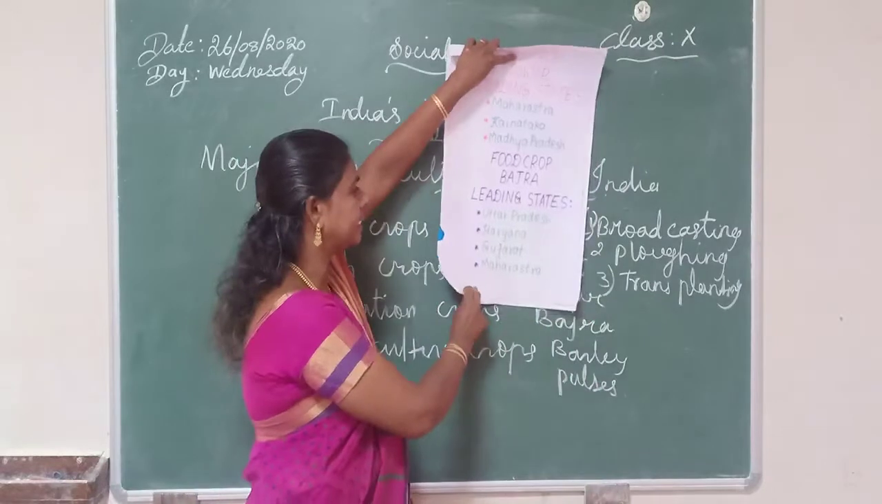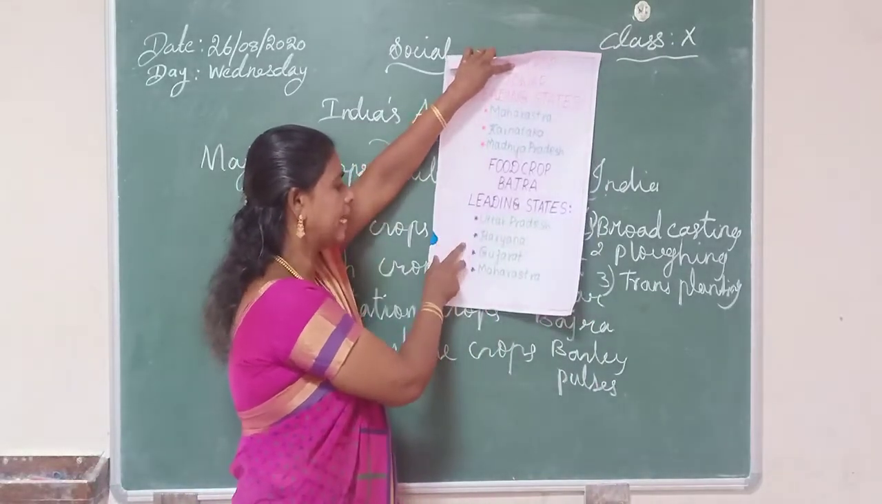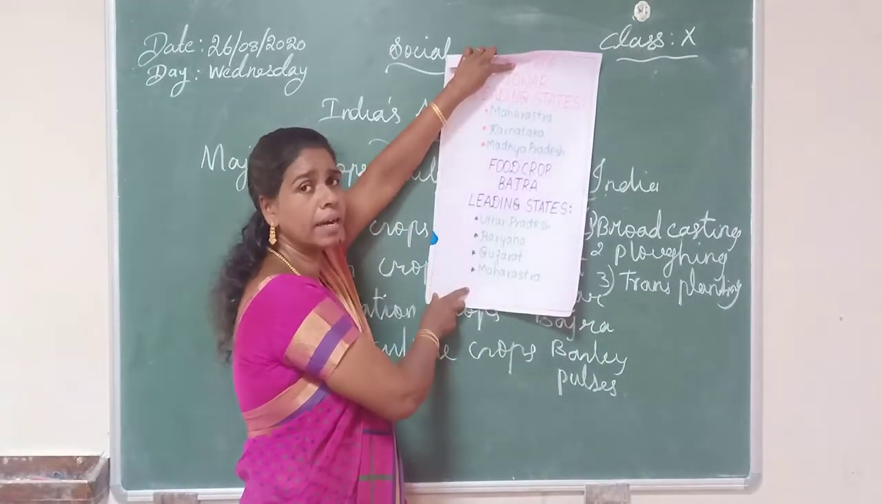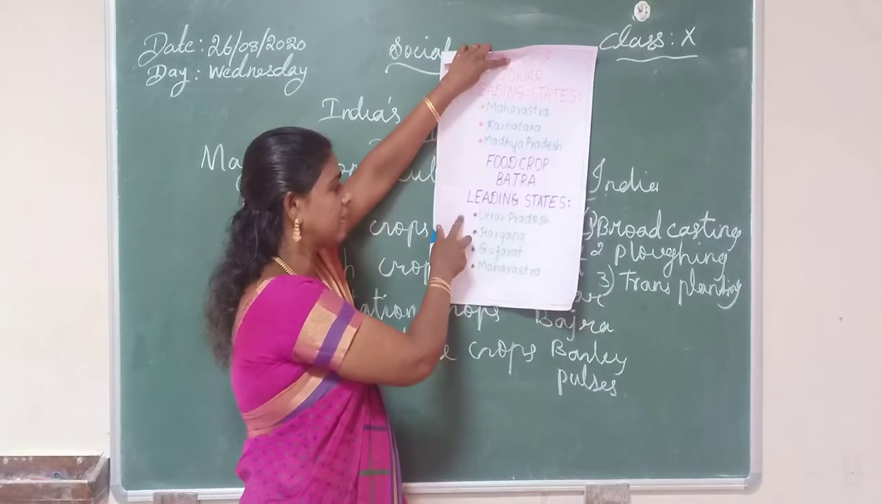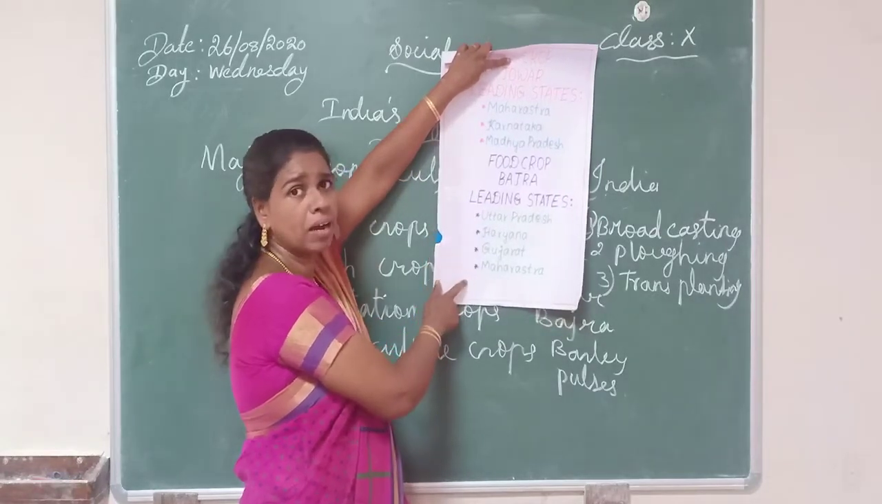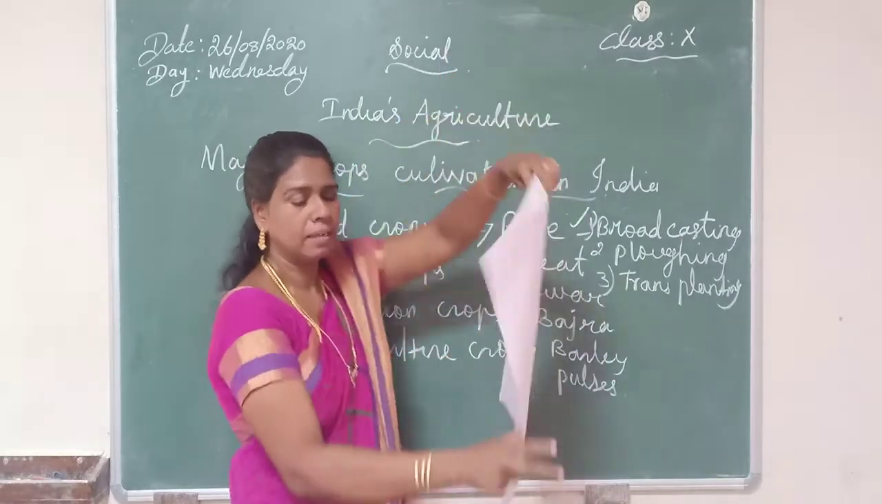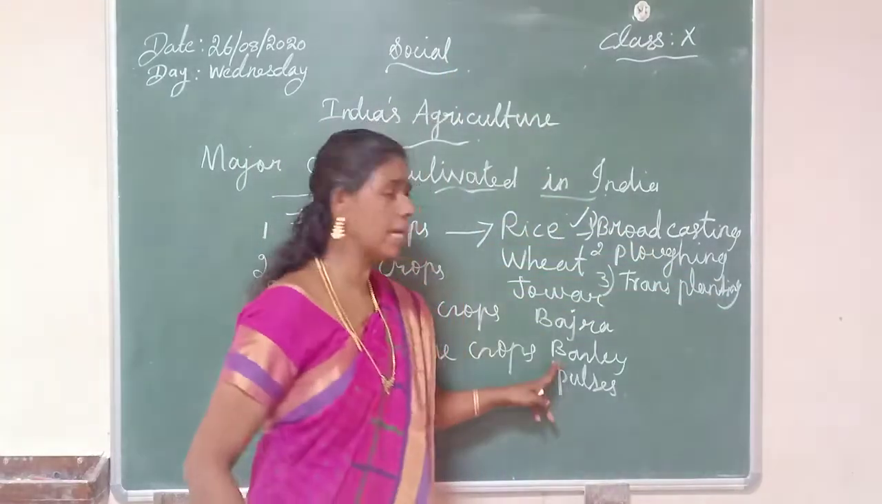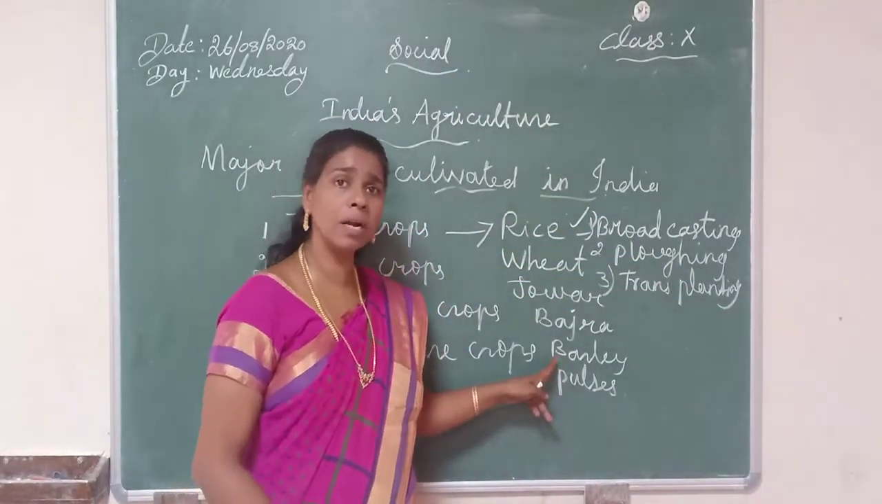The leading states are Uttar Pradesh, Haryana, Gujarat and Maharashtra. Then the next one is barley.